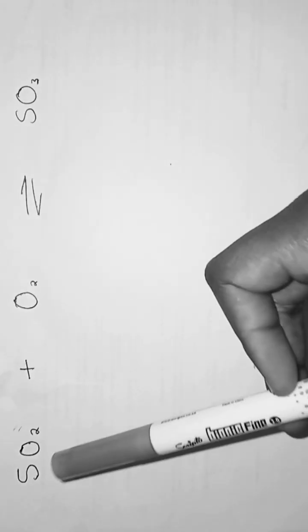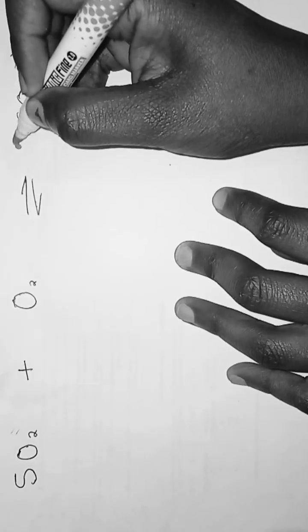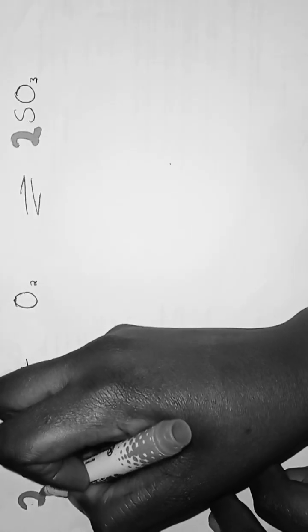So I have one sulfur, I have one sulfur. I have 4 oxygen, I have 3 oxygen. So what if I put a 2 in the sulfur, and I put another 2 in sulfur? I'm going to get 2 sulfur and 2 sulfur, and I'm going to get 6 oxygen and 6 oxygen, which is 2 times 2 is equal to 4, 4 plus 2 is 6, and then 2 times 3 is 6. So I've decided to put a 2 to balance the equation. So I have balanced my equation.